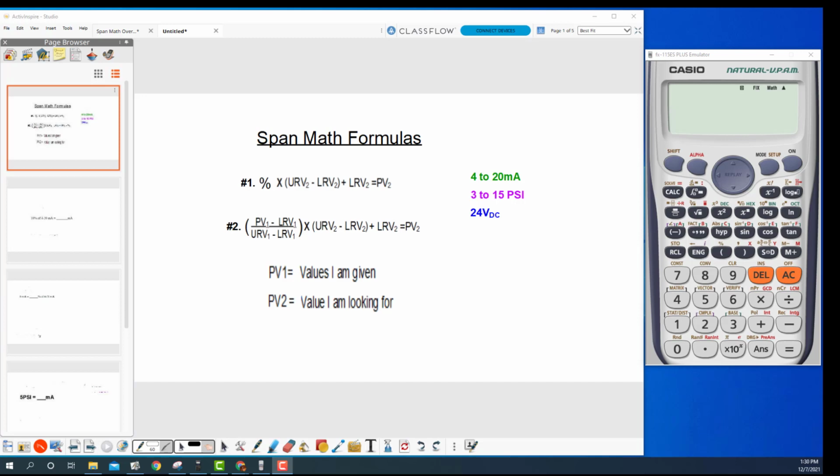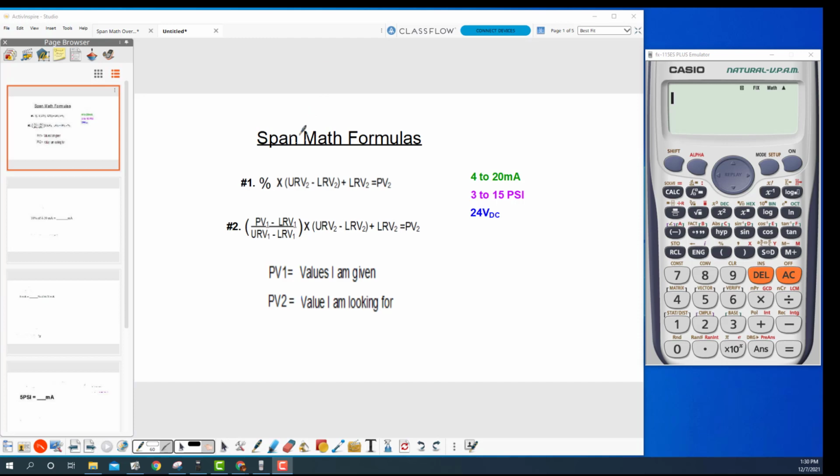In this video, we will be covering the topic of span math. Span math is a very important type of math for the industrial instrumentation technician field. I'm going to show you an overview of the span math formulas and how to use them in this video, and then I'll have some other videos that will show you more problems to work out.